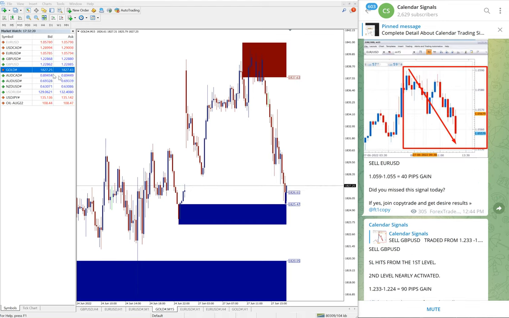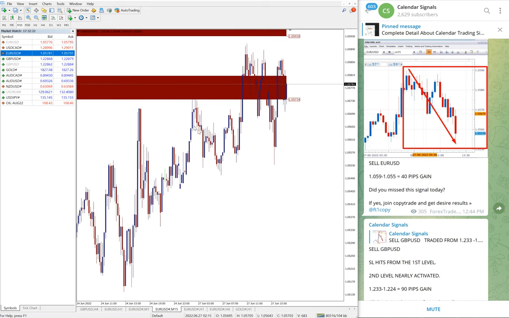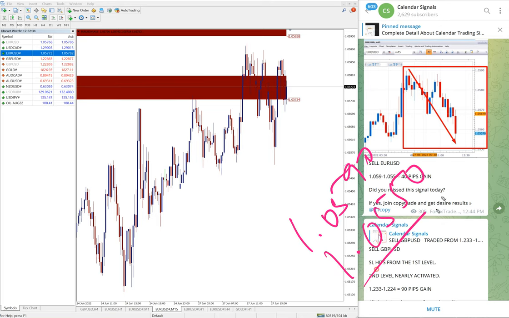And then the last signal performed is EURUSD. Again, EURUSD sell we gave, only small profit of 40 pips gain. 1.059 is the entry and low traded 1.055, so 40 pips gain on EURUSD sell signal.